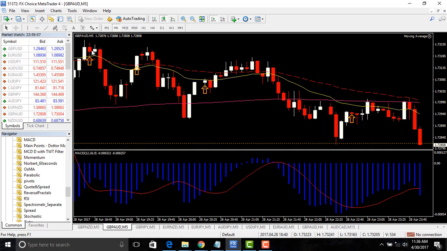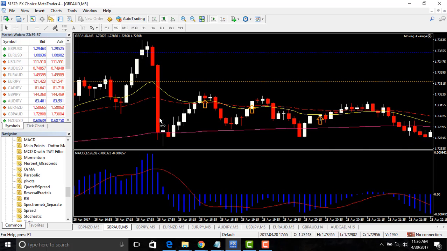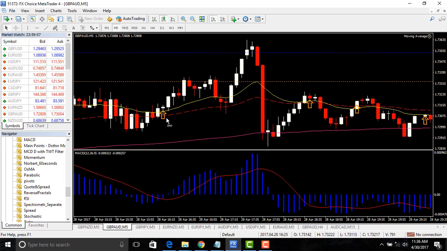Same thing here. We get a candle closing. Here we get an arrow. Candle closes above the 20-day. But again, no confirmation by the MACD moving back above.